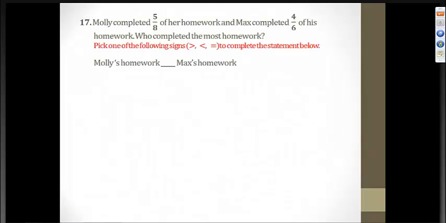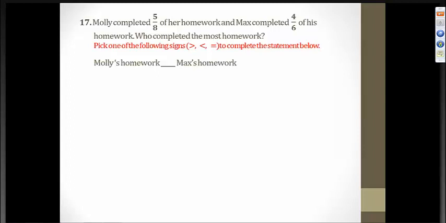Now we have a word problem. And the word problem is really a comparison of fractions. It's an order of fractions question. Molly completed 5/8 of her homework, and Max completed 4/6 of his homework. Who completed the most homework? Now we have to pick one of the signs, greater than, less than, or equal to, and we're comparing fractions. Now we have several different ways we can compare fractions, so you just have to pick one.